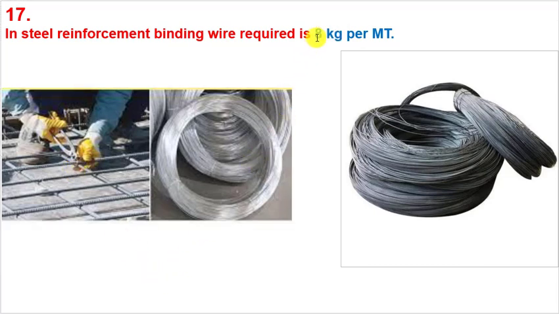Got it? So in steel reinforcement binding, the wire required is 8 kg per metric ton. This is known as binding wire. Here a worker is binding the wire and tying up the reinforcement. Obviously, we use this binding wire wherever there is any sort of overlap, to bind two reinforcement bars to each other. So the point to remember is we need 8 kg of binding wire to bind 1 metric ton of steel reinforcement. This was the third and last point for today's video.